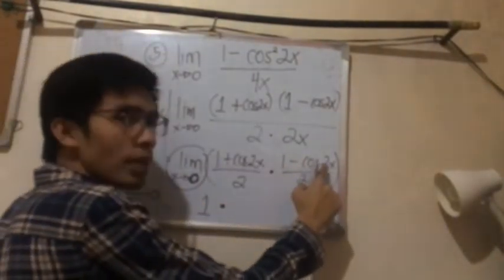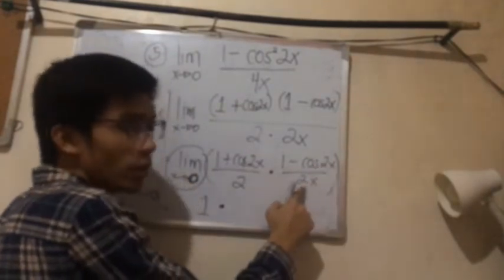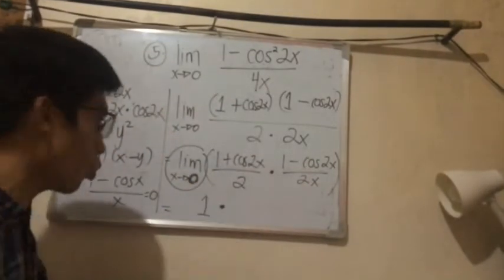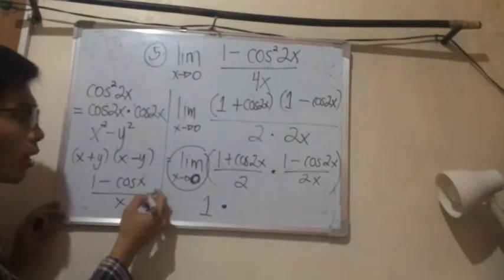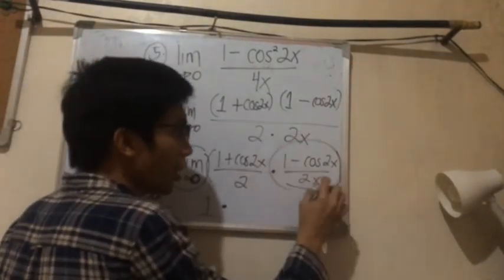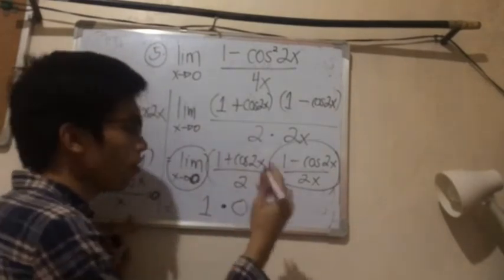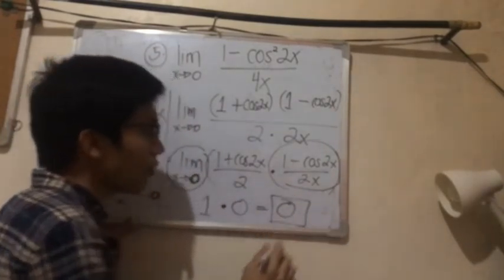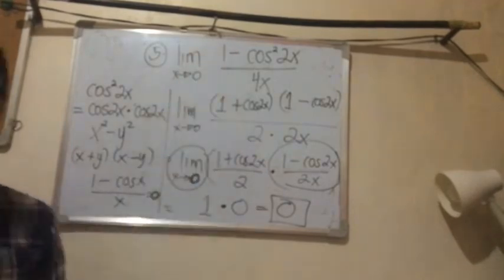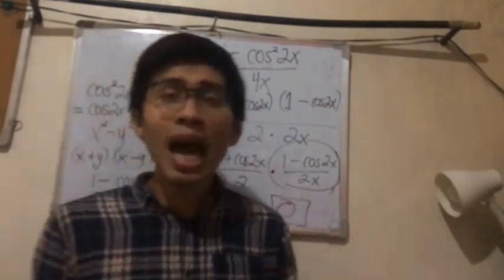Since the term inside cosine is 2x, which is equal to the denominator, 2x over 2x, we can use this one. Therefore, the limit of this entire term here is 0. And 1 times 0 is 0. Therefore, the limit of this function is equal to 0. That's how we solve that one.